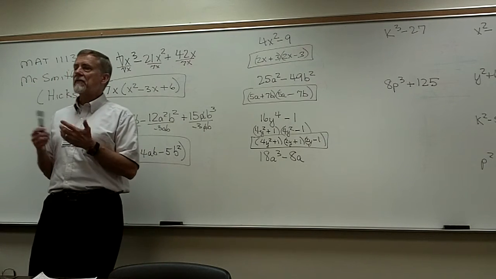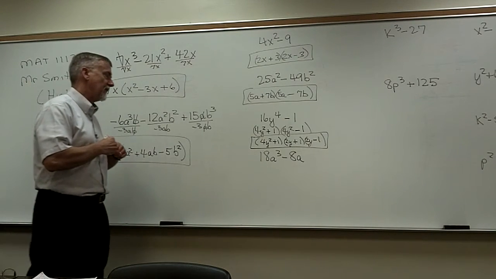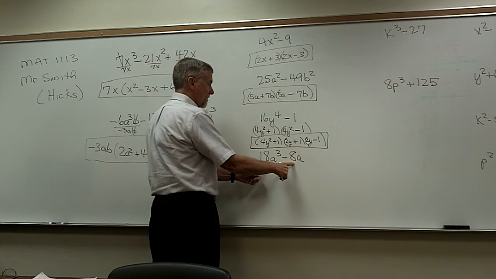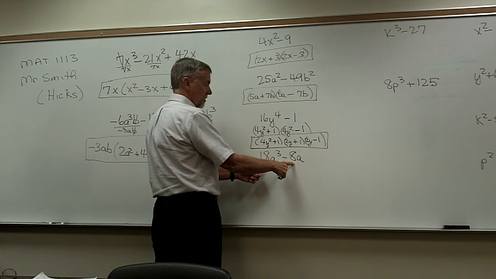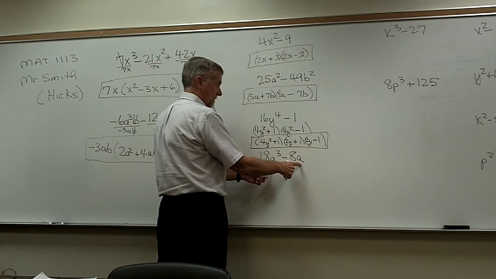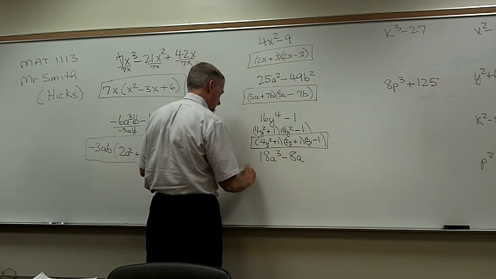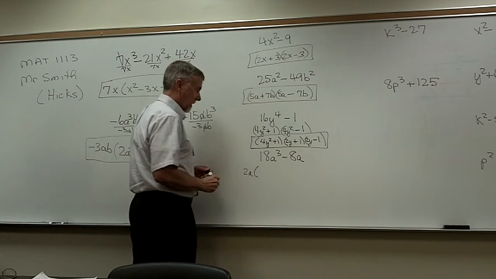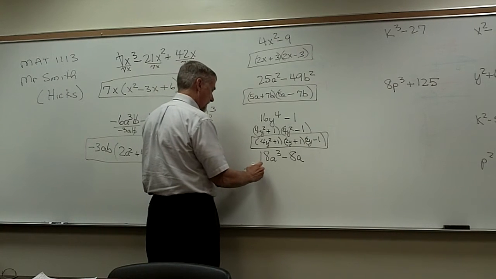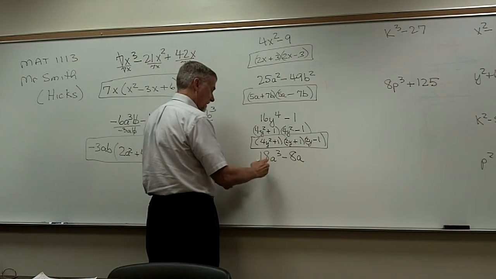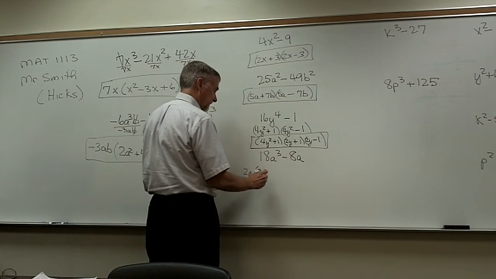Okay, so we said in any factoring situation, you always look for a common factor first. Even numbers can always be divided by 2. And there's an a in both terms, so hopefully everybody recognizes we have a common factor of 2a. So I pull out that 2a. 18 divided by 2 is 9. Subtract the exponents, leaves an a squared.